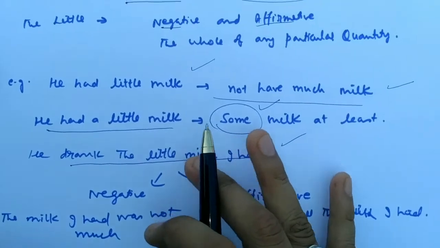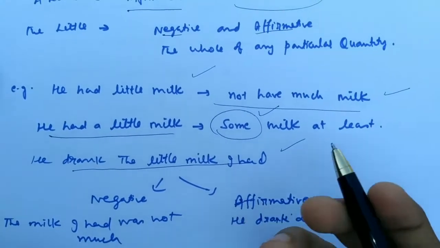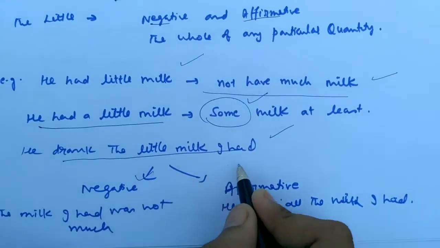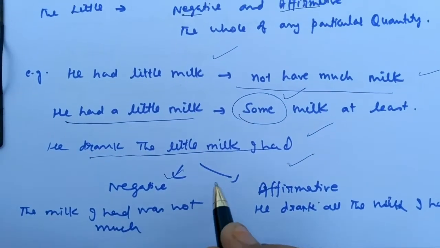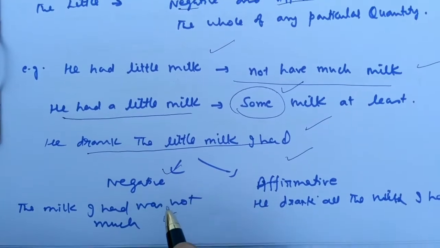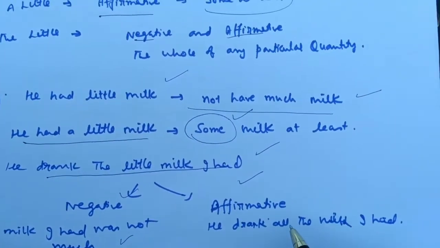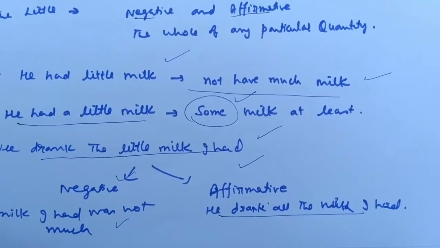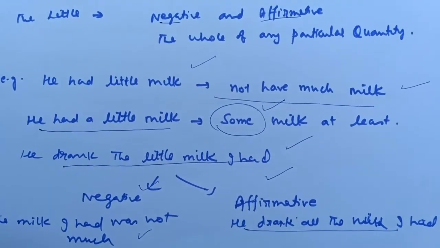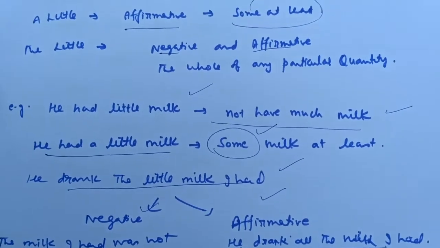So here it has two senses, negative as well as affirmative. In the negative sense, the milk I had was not much. Firstly, there is the negative sense. Affirmative, he drank all the milk, so all the milk he has taken. So when we use the little, it makes two senses.